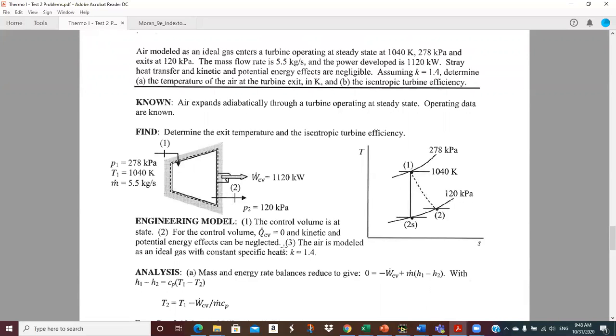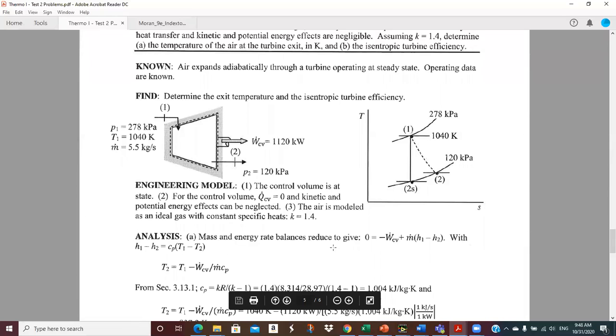Okay, let's take a look at this. There's the picture with all the information given. If we write the first law for this, it boils down to dECV/dt is 0 because we're steady state. The heat transfer term is thrown away because it's basically operating adiabatically. So without the Q dot CV term, we get minus W dot CV, which would be the work produced by the turbine, plus the mass flow rate times H1 minus H2.